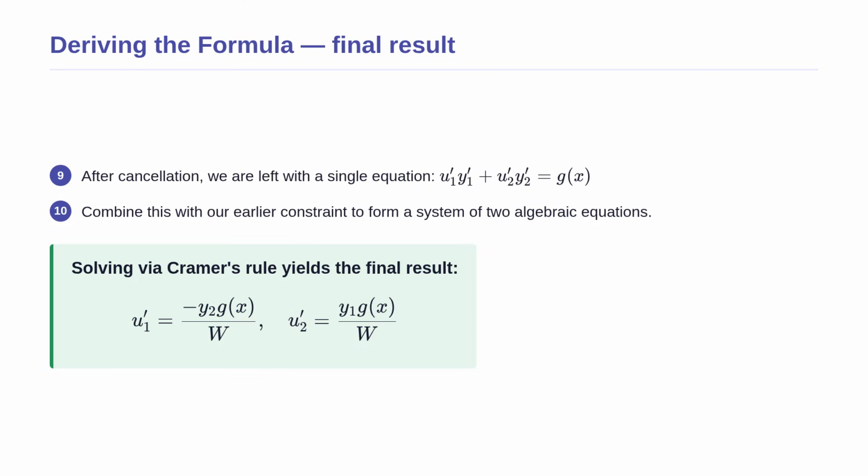By solving this system using Cramer's rule from linear algebra, the Wronskian naturally appears in the denominator. This gives us the exact, explicit formulas for the derivatives of our parameters. And that is how the variation of parameters formula is born. It is a perfect blend of calculus and linear algebra.